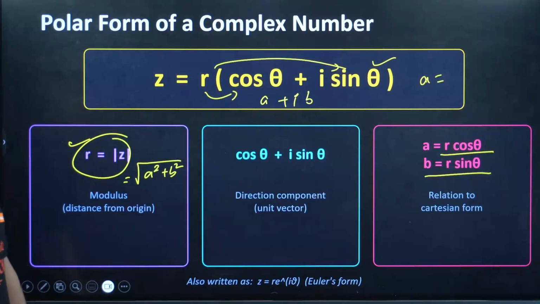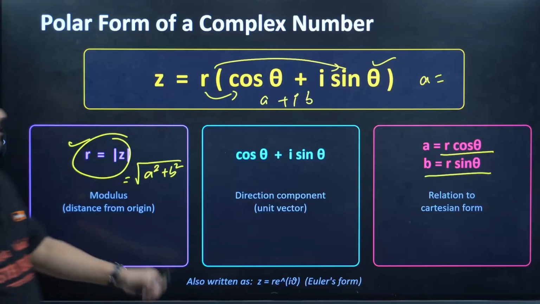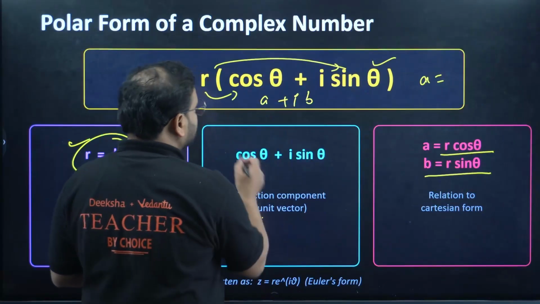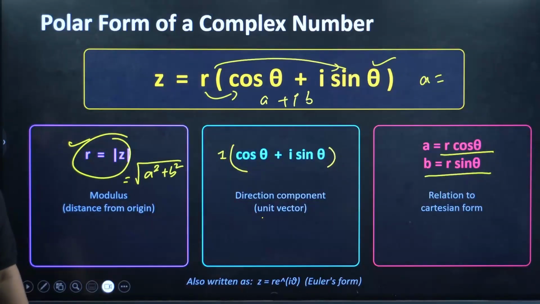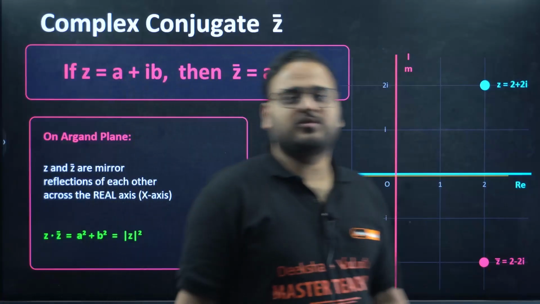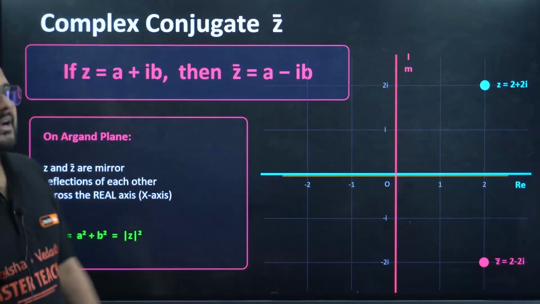Okay, this is clear. Great, guys. This is again the direction component, which is the case of a unit vector, because obviously the R value is 1 in this case. We do have Euler's form also, but it is not in the syllabus of CET or your boards. That's why I have not taken that part.